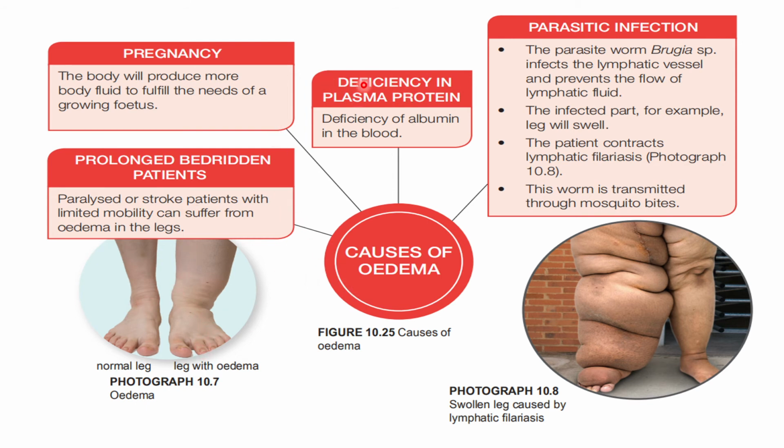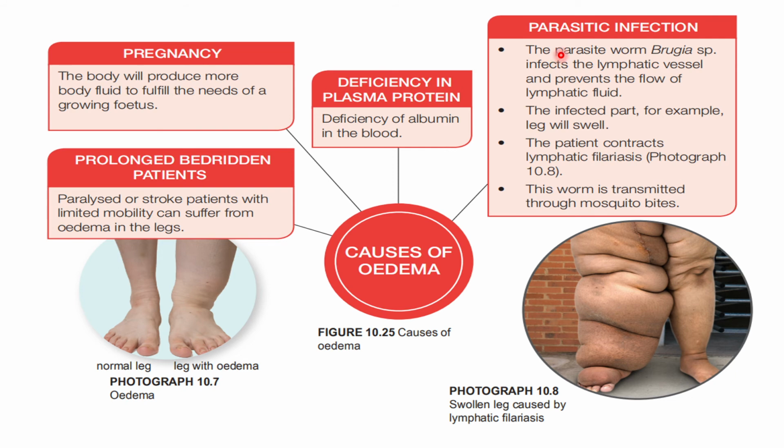Another one is caused by deficiency in the plasma protein, and that is the albumin in the blood. Albumin is very important because it is going to maintain the blood osmotic pressure. Also maybe you have seen those countries that are having starvation problems. Patients with kwashiorkor experience swelling because of the lack of protein in their diet.